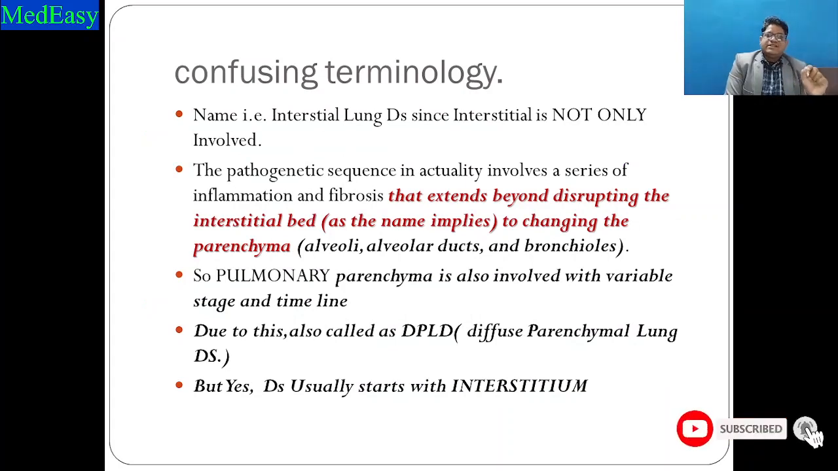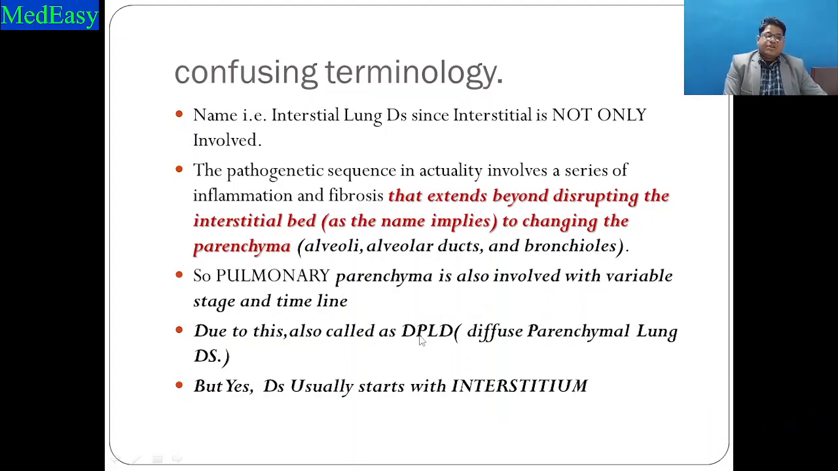The confusion arises from the term itself, because ILD is a confusing terminology. Why so? Because the interstitium is not the only thing involved in this disease. The pathogenic sequence in actuality involves a series of inflammation and fibrosis that extends beyond disrupting the interstitial bed, as the name implies, to changing the parenchyma, including alveoli, alveolar duct and bronchiole. The disease starts with the interstitium, but as it advances in due course of time, at a different timeline in different diseases with different etiology, it involves the parenchyma also. So the pulmonary parenchyma is involved with variable stage and timeline of the disease.